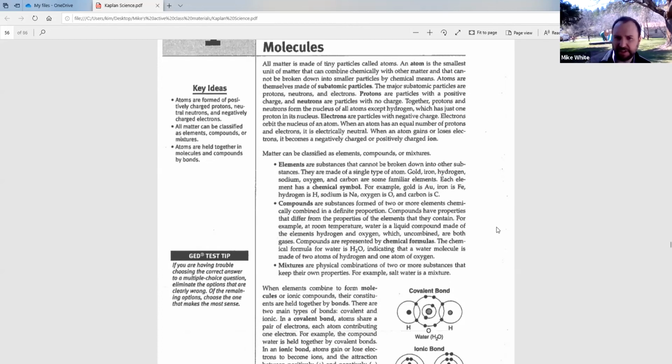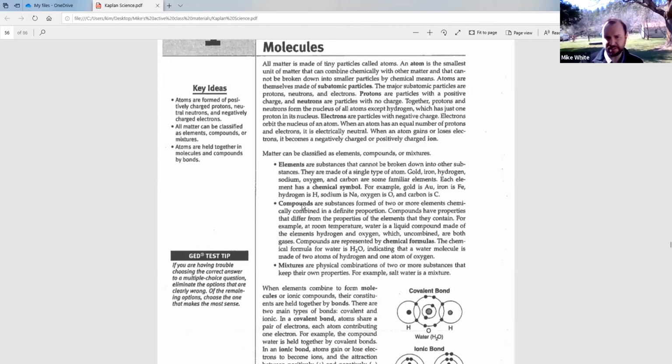So we've got elements, compounds, and mixtures, and so I want to first describe those. Elements are substances that cannot be broken down into any other substance, right? So everything that's on the periodic table, those are considered elements because you can break them down to a single atom of that element. So whether that is gold, iron, hydrogen, I'm not going to read the whole list, right? But those things, those are considered elements. Anything that can be broken down into a single atom of that substance, okay?